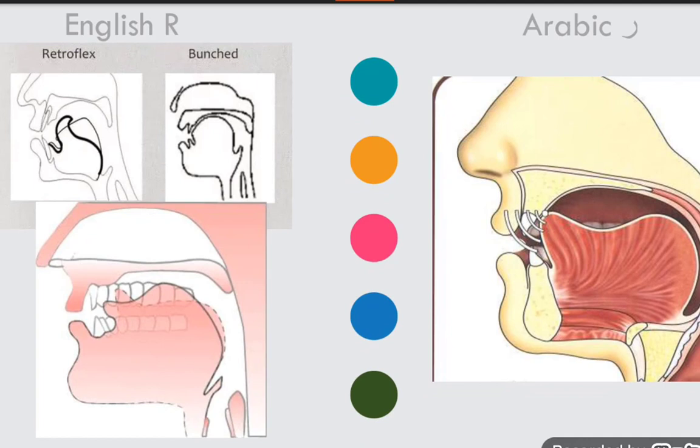On the Arabic Ra, the tip of the tongue touches this part. It should stick to it. Okay, so the English R is retroflex or bunched, while the Arabic Ra isn't like in English at all. So the first concept we need to agree on is that the English R isn't the same as the Arabic Ra letter. Ra, the tongue completely touches the roof.